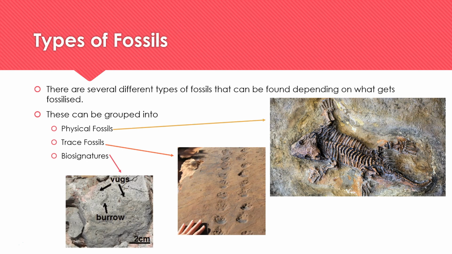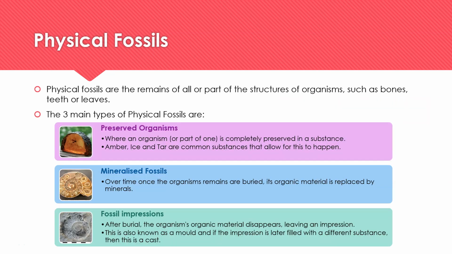So let's dig a little bit deeper into the types of fossils there are. We have physical fossils, trace fossils, and biosignatures, and we're going to look at each in turn. Physical fossils are really, when I say fossil, that's probably what you think of. You've got preserved organisms where you might have a whole organism, or maybe just part of one, completely preserved in a substance. Things like amber, ice, and tar are really common at doing this, and they allow that to happen.